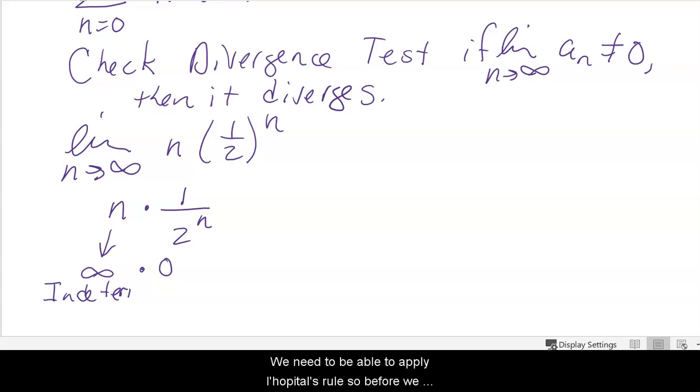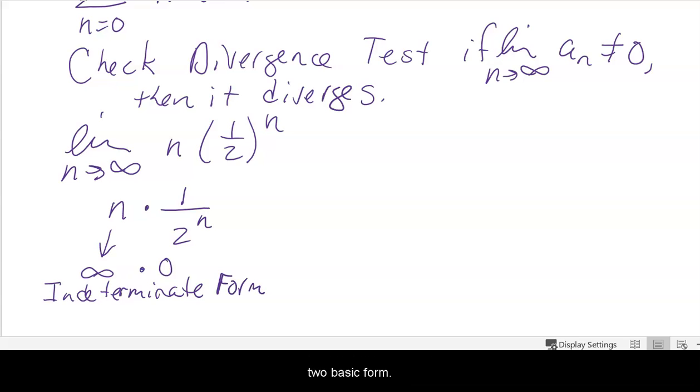We need to be able to apply L'Hopital's rule, so before we can do that, we have to convert this into one of the two basic forms: 0 divided by 0, or infinity divided by infinity. I could move the n, or I could move the 1/2 to the nth power, or in this case, the 2 to the nth power.